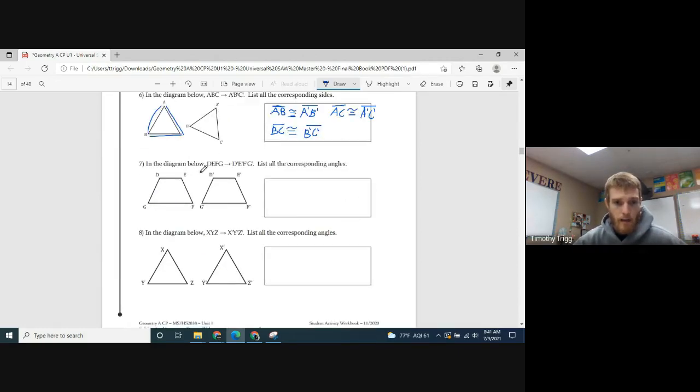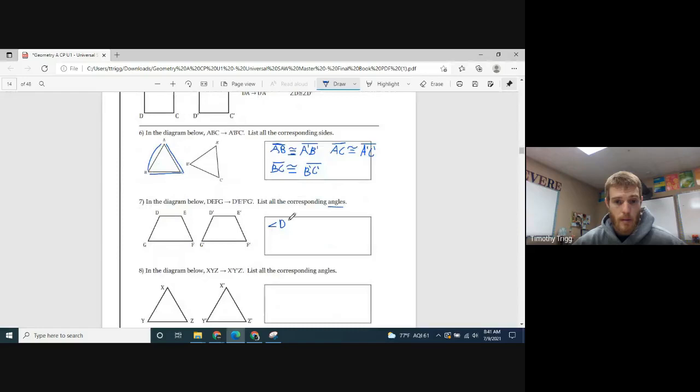Now number 7, in the diagram below, DEFG is transformed to D prime, E prime, F prime, G prime. List all the corresponding angles. Okay. So now let's talk a little bit about some more notation. So the angle notation kind of looks like a less than, like that. So here we would say angle D will be congruent to angle D prime. Okay, these are corresponding angles. So this angle corresponds with this angle here. Okay.